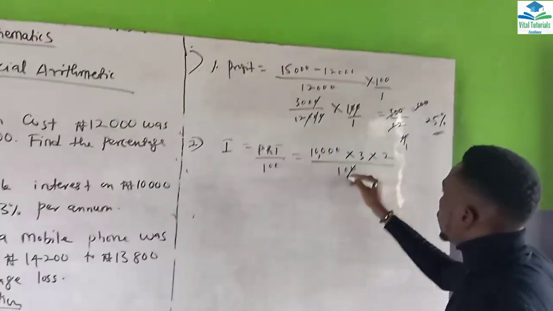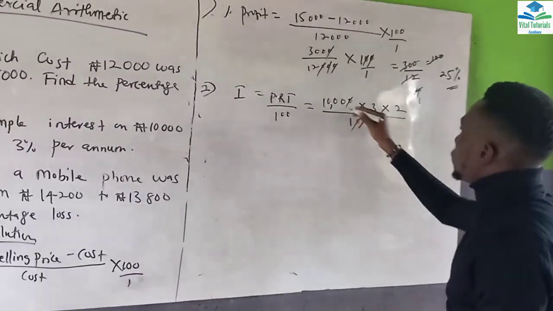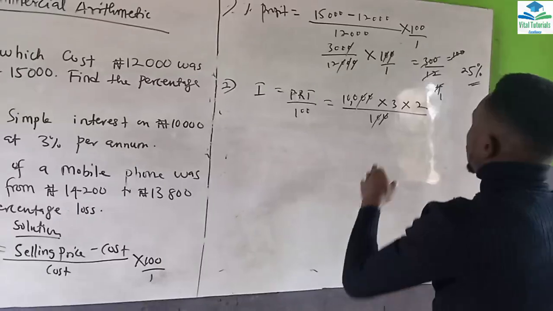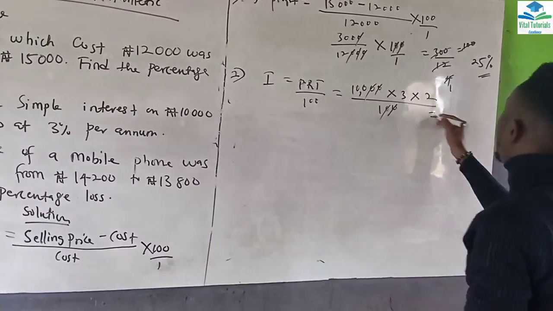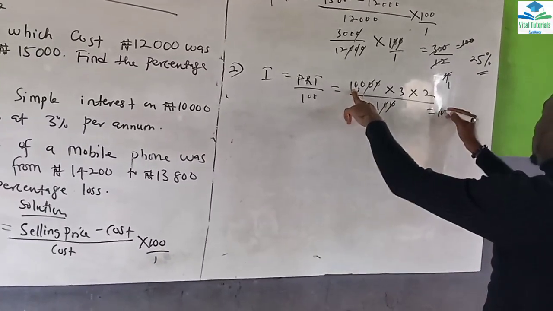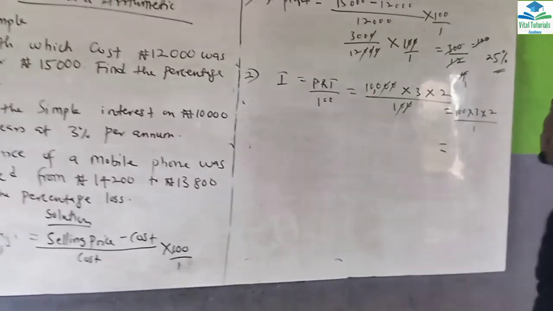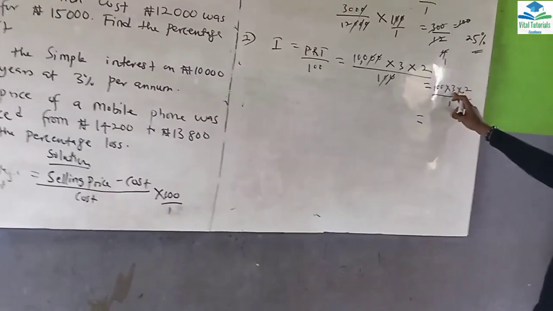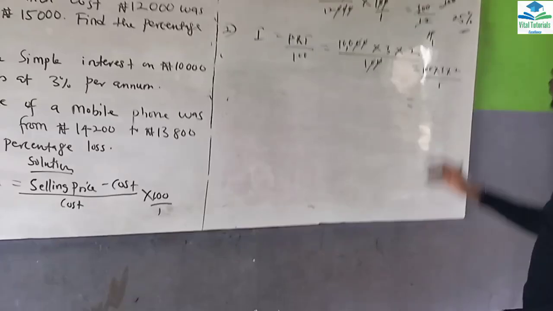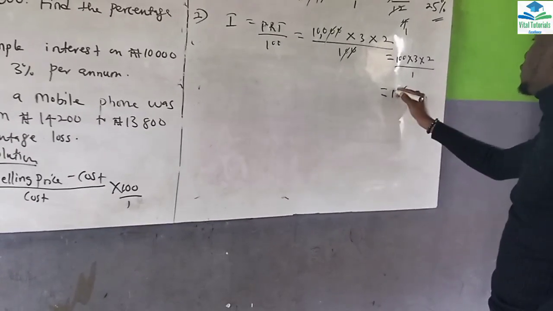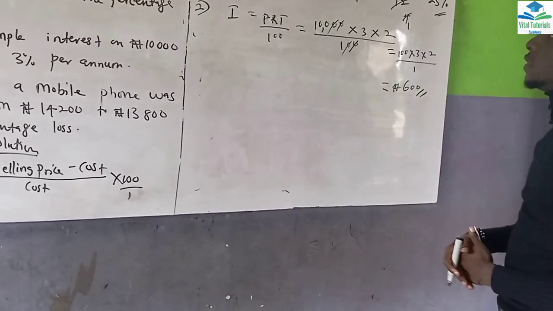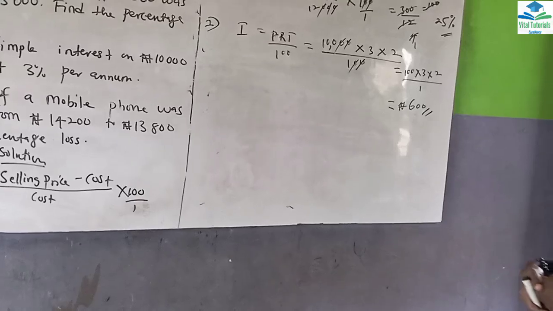Now you play around with the numbers. 0 remove 0, 0 remove 0. What you have here is 100 times 3 times 2 over 1. Now 100 times 3, that's 300. 300 times 2 is 600. That's 600 naira is the interest.